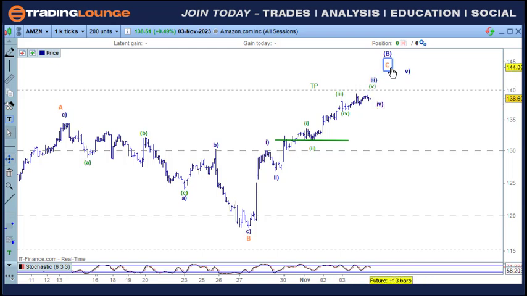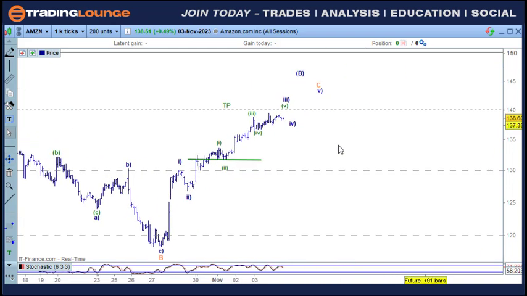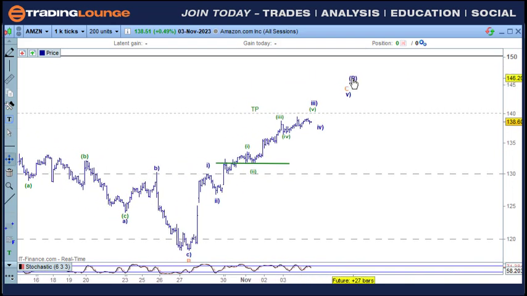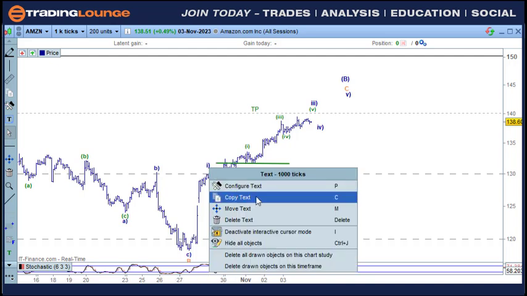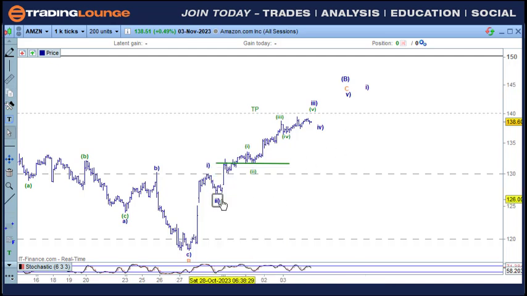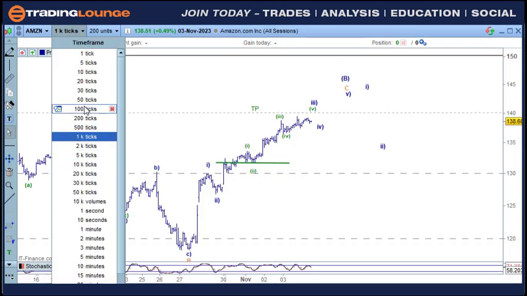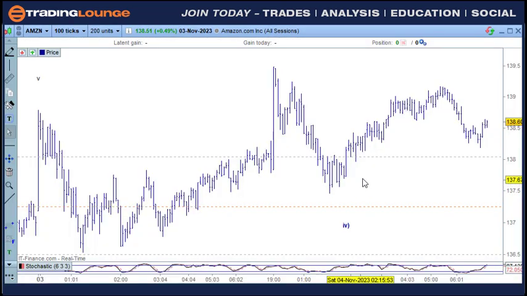I could put this over here like this. The other thing with this is that all of this move up here could also just be wave 1 as well. So once this tops out and drops, we'll be looking for another long trade setup in this market. On the 100 ticks, just to nut that out a bit further.